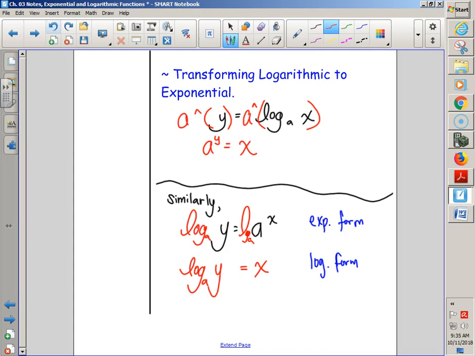So guess what I just did here? I went from logarithmic form to exponential form. Could you memorize every time that you're given a y equals log base a of x, it becomes an a to the y equals x? Yes.